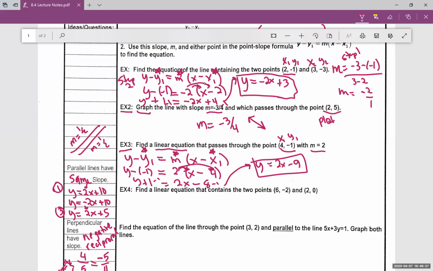Some of these, they're going to have you graph. Some of them you don't. Please read the instructions carefully.